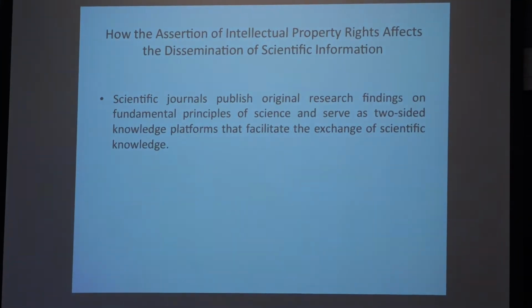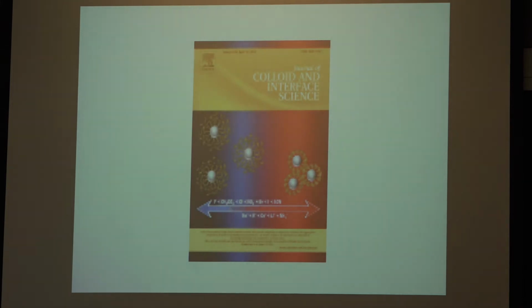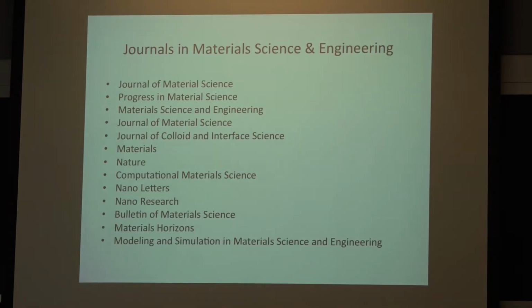As we all know, scientific journals are the way we publish basic research. And they are a two-sided platform that facilitate the exchange of knowledge. I was just going through the index of basic science journals as they apply to material science. I'm sure you've heard of Materials Science and Engineering. This is one of my favorites, the Journal of Colloid and Interface Science. Journal of Materials Science, Nano Letters, Nano Research. I just did a really quick search, and these are just a smattering of the peer-reviewed journals that are out there in the world of material science.